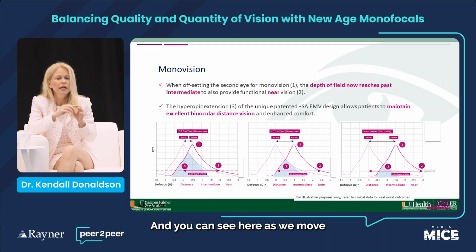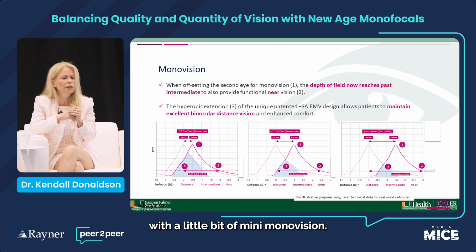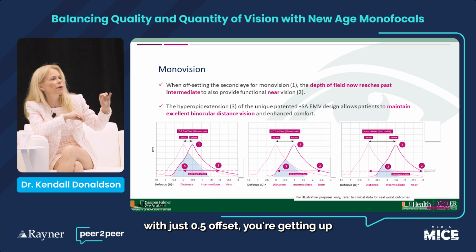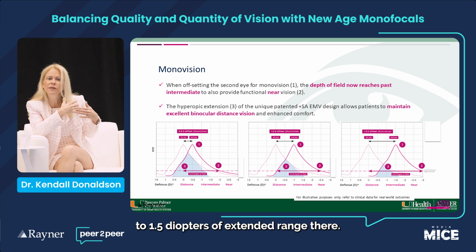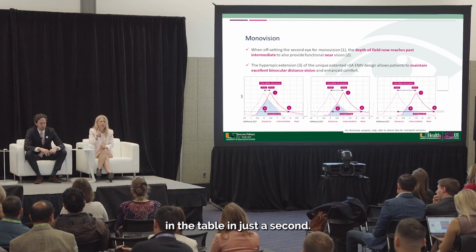And you can see here, as we move from the left side to the right side, as we increase that little bit of offset from 0.5 up to 1.5, we're separating the curves, and this is targeting the dominant eye for distance and the non-dominant eye with a little bit of mini monovision. But even with, on the left-hand example, just 0.5 offset, you're getting up to 1.5 diopters of extended range there. And I'll show you that in the table in just a second.